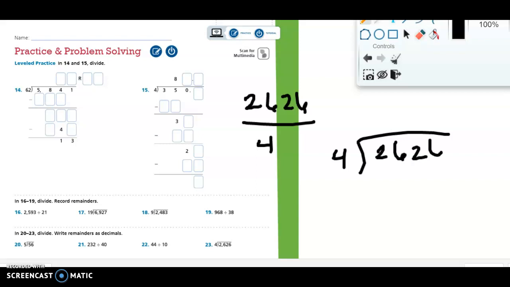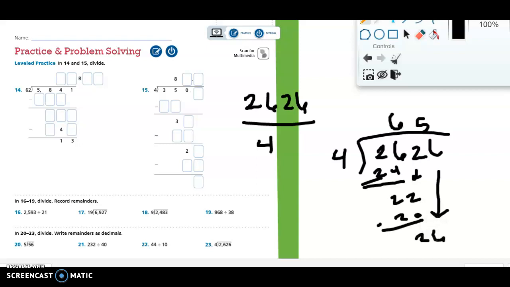I know 4 doesn't go into 2, but I know it goes into 26 6 times, and we get 24. When I subtract that, I have 2 left over. I bring down the 2. I know that 4 goes into 22 5 times, which is 20, and then I'll have 2 left over. And then I bring down the 6, making 26. I know 4 goes into 26 6 times, and I end up with 24. And I have a 2.